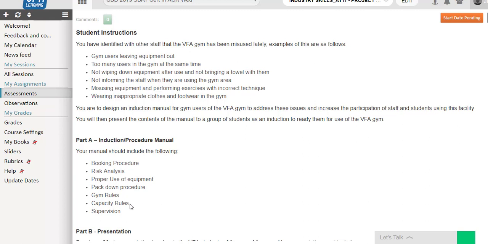Capacity rules, so how many people can be in the gym at any stage, and what are the supervision requirements? Does there need to be a supervisor in there at any stage? Do they need to have a certain qualification? And what's the ratio of supervisors to participants? So calling this a manual sort of suggests that this is going to need to be a booklet. Obviously this would be a component of a manual. So to cover these requirements, we'd expect approximately 400 words.